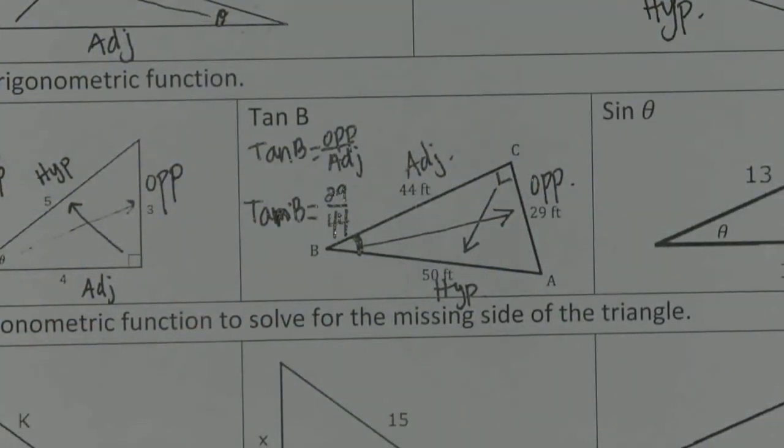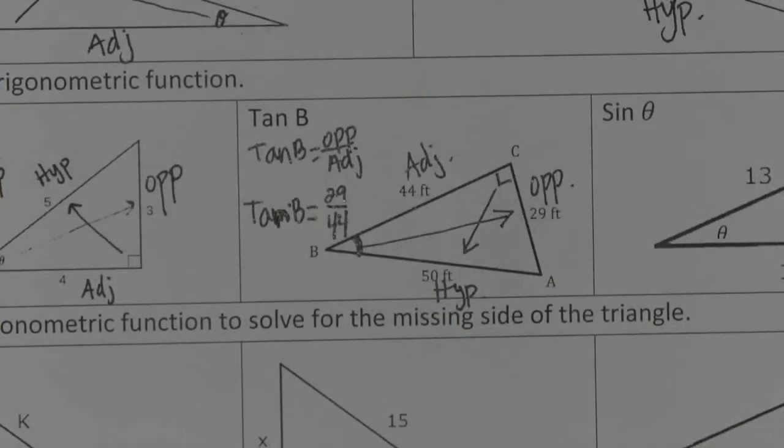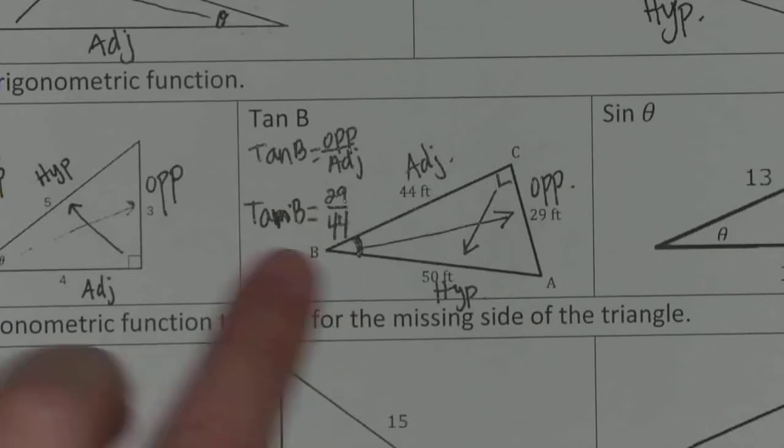Questions on how I did that? 29 is a prime number, so I know this doesn't reduce, but I would check to see if it would reduce if it could. Questions on how I did that? Are you starting to follow me? It's not too bad, right?